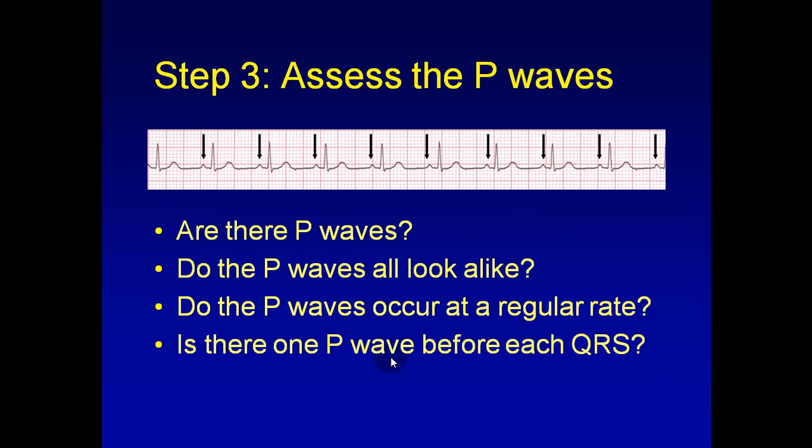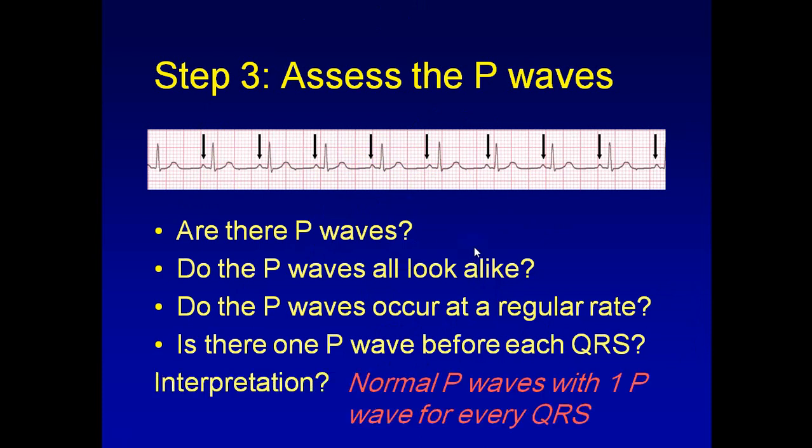Is there one P wave before each QRS complex? Yes. So this is a normal P wave. Please look that every P wave is at an equal distance from the next, and every P wave and QRS complex look the same. So we have three things in a normal P wave, with one P wave for every QRS complex. This means the impulse is conducted normally from the SA node to the atria and through the AV node to the ventricle.